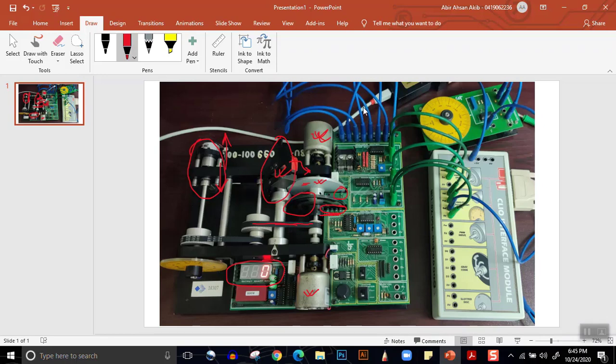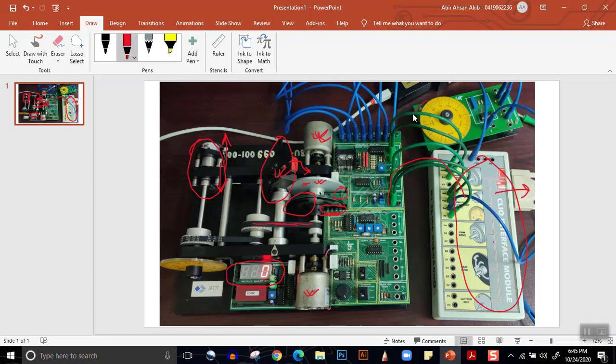All the information that you'll be receiving from here will be passed through this portal, which is the interface module. It interfaces the computer with the system. So all the data, for example speed, velocity, error, position, whatever it is, will be passed through this module, and this module will pass the data to the computer.